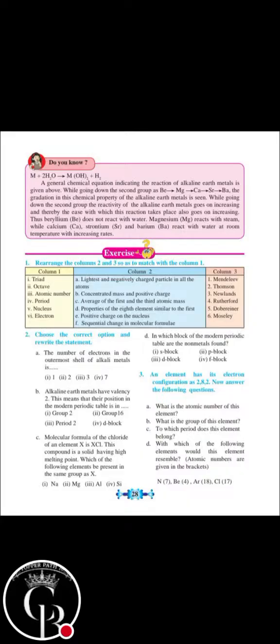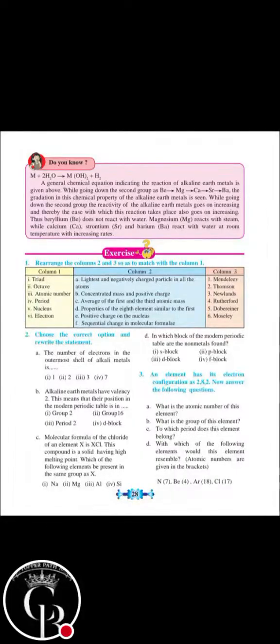So next we see some questions from the exercise. The first is: rearrange columns 2 and 3 so as to match with column 1. I will tell you the answers. Triads: average of the first and the third atomic mass. Column third: Dobereiner. Law of octaves: the eighth element has properties similar to the first is Newlands.